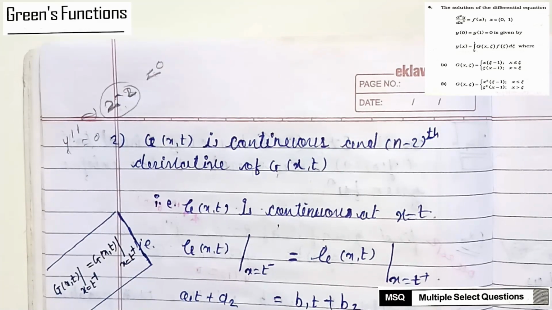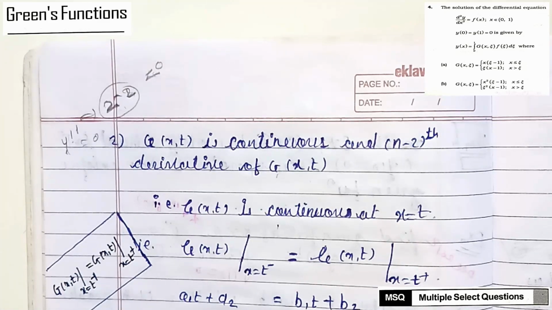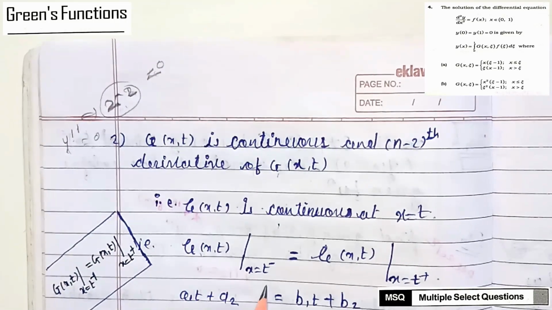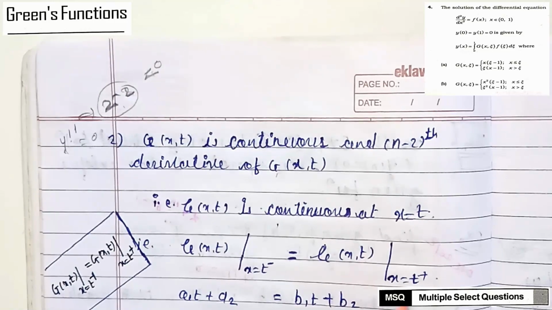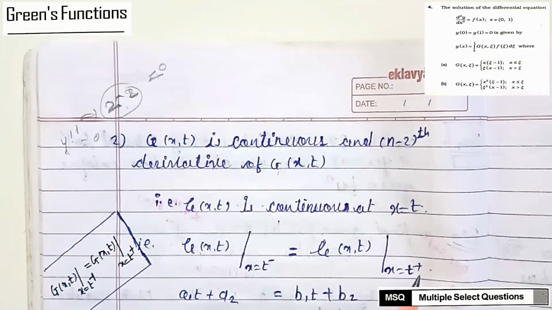Okay, the definition of continuity is what you need to know here. If we apply that definition of continuity, it says that the left-hand limit and right-hand limit need to be equal. That means g(x,t) at x = t minus and g(x,t) at x = t plus need to be equal.